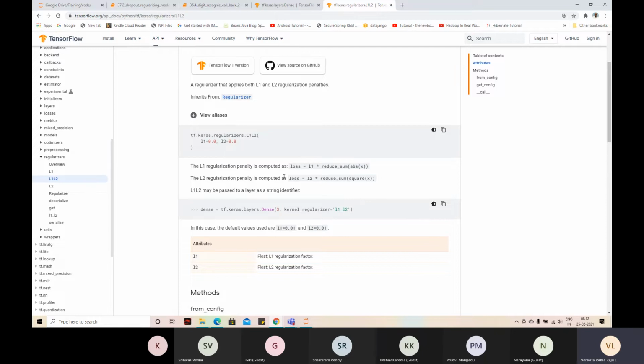I don't know. So the L1 regularization penalty is computed as loss equals L1 into reduce sum of absolute value of x.